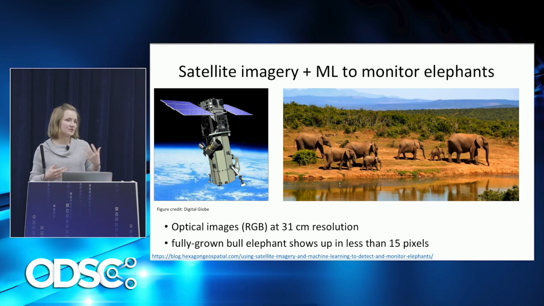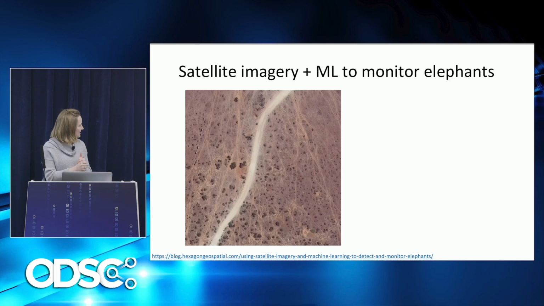So it's challenging, but we decided to check whether the current state of the art machine learning can actually detect them. So this is an example of satellite imagery. Can you see elephants on them?